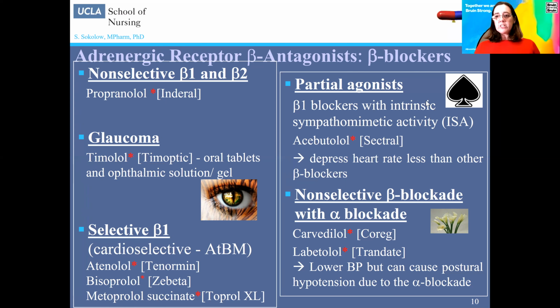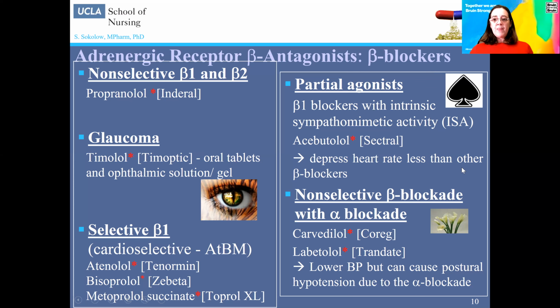Then you have the partial agonists. Partial agonists, again, you remember, have some intrinsic activity, so they act as an agonist, but also block the receptor as an antagonist. That's why I put this ACE here, because this one is acebutolol. It can do both. It's a beta blocker, but with intrinsic activity, so it depresses the heart rate, but less than the other beta blockers because of that intrinsic activity.